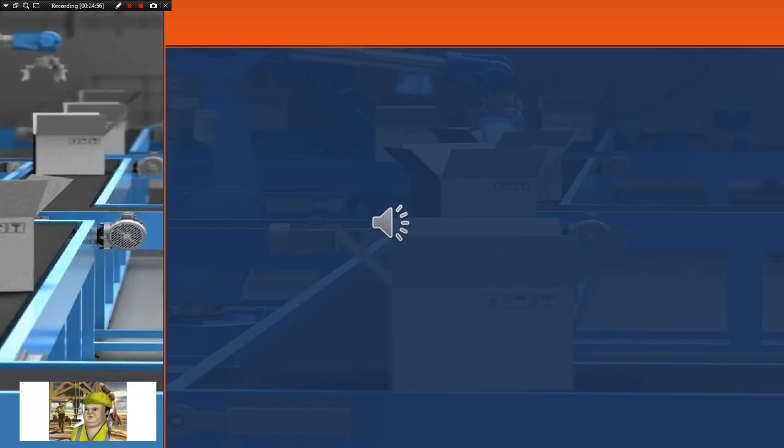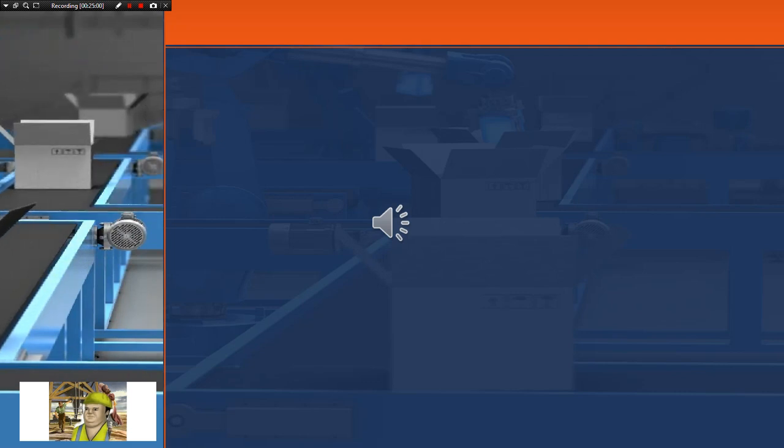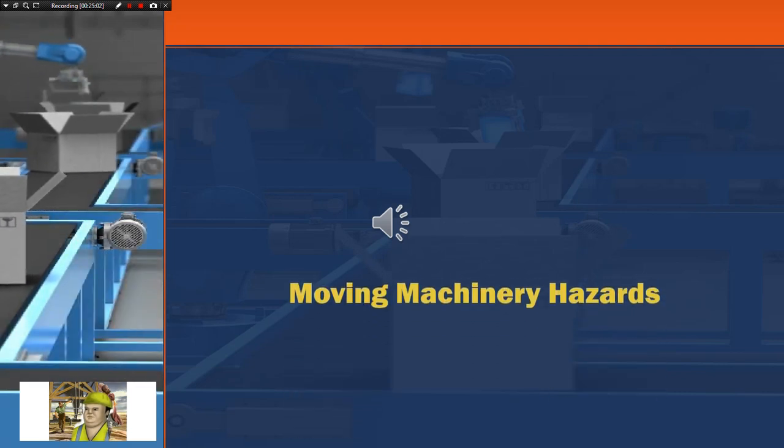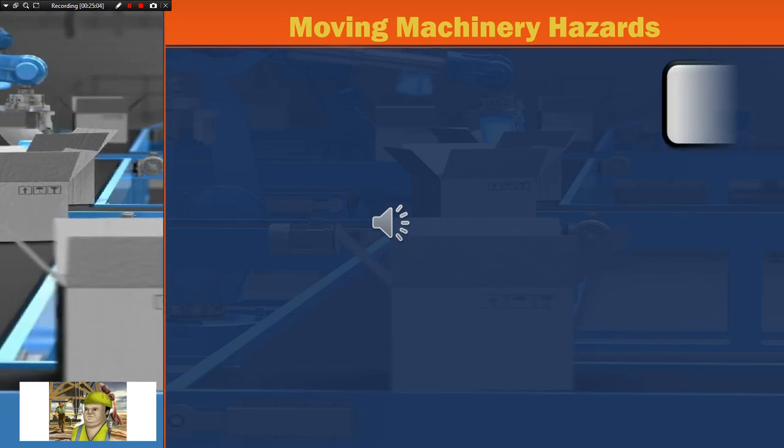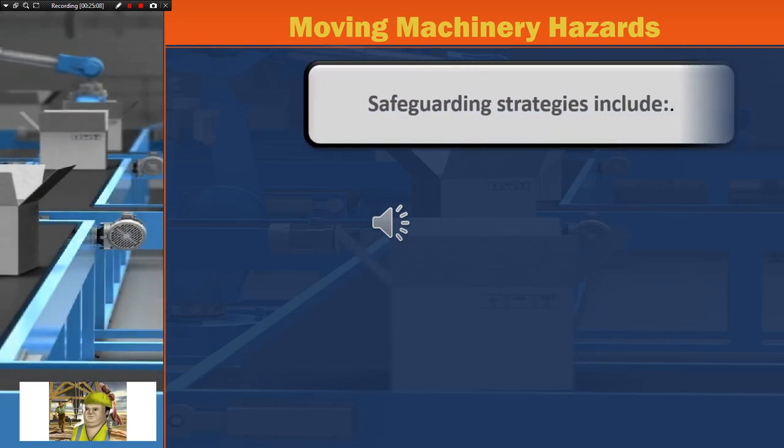Moving machinery hazards. Safeguarding strategies include guards: fixed, interlocked, adjustable, self-adjusting; devices: presence sensing, pullback, restraints, controls/trips, gates.